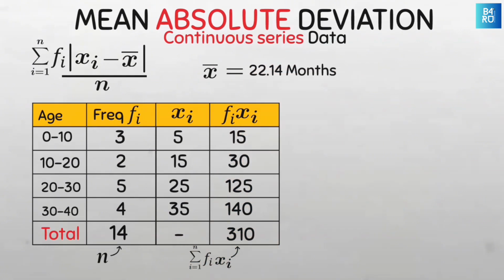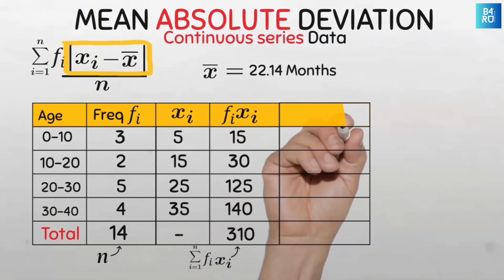Alright, so now that we have all the elements of the formula, let's break the numerator of the formula down to make it easier to compute. Let's first find the absolute distance between each class midpoint and the mean. That's the modulus of x sub i minus x bar part of this formula. So let's add it to the next column.